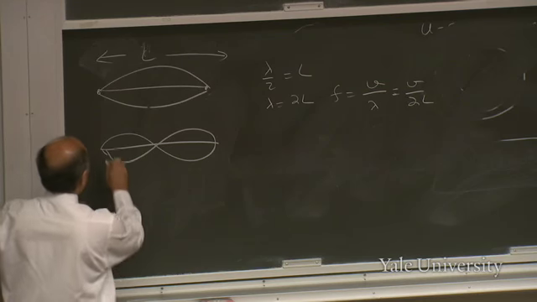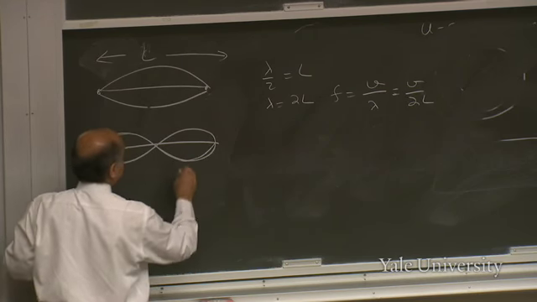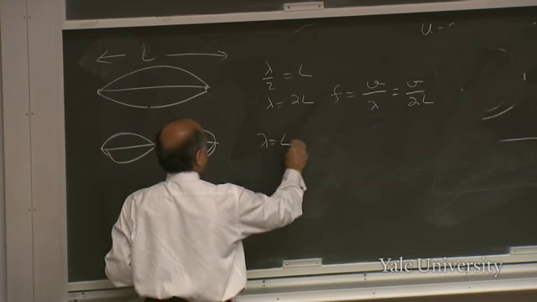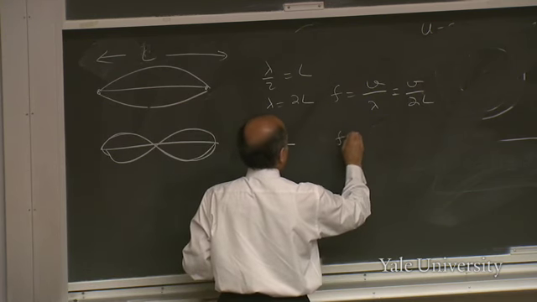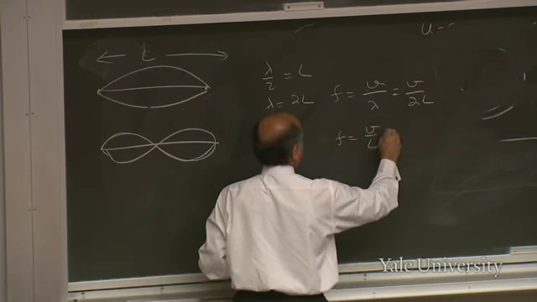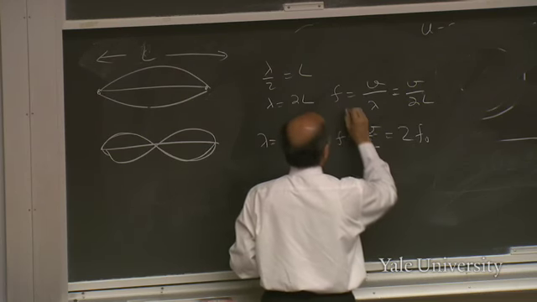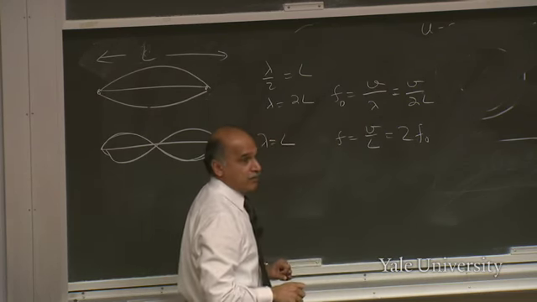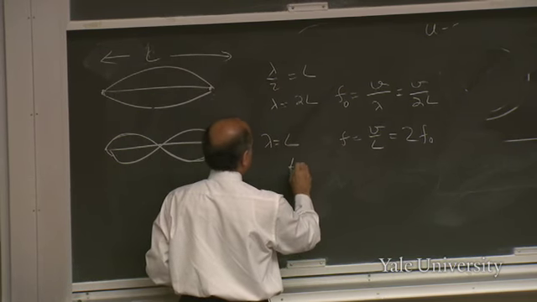When it vibrates like this, I think it's clear to you that it's gone through one full cycle here. This is lambda equal to L. You do the whole thing, you will find frequency is now V over L, which is 2 times the lowest frequency, which we denote by f naught, which means the fundamental frequency.